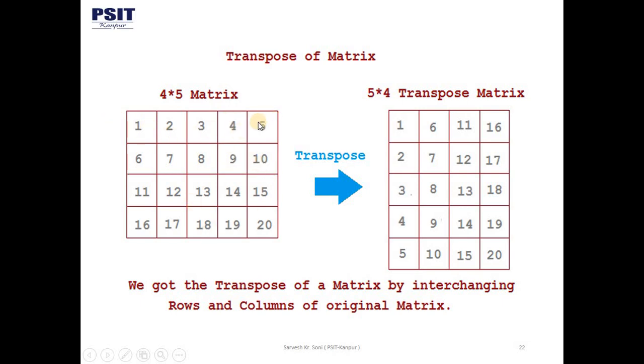So the first row of this matrix A will be stored as the first column of the resultant matrix, or transpose matrix. So 1 2 3 4 5, this is the first row of matrix A, but this first row becomes the first column of the transpose matrix B, right? Similarly, the second row will be converted into the second column, the third row will be converted into the third column, right? So we get the transpose of a matrix by interchanging the rows and columns of the original matrix.